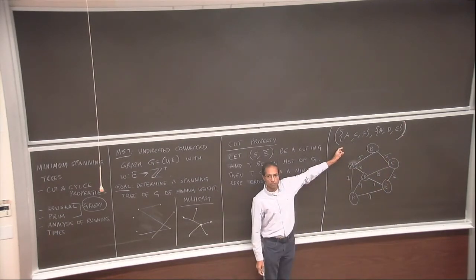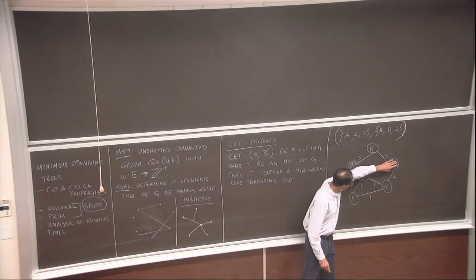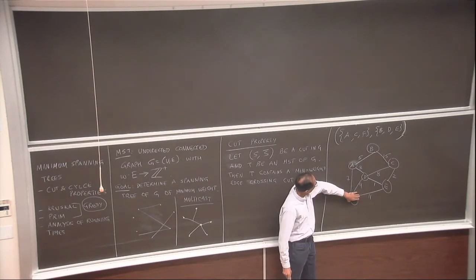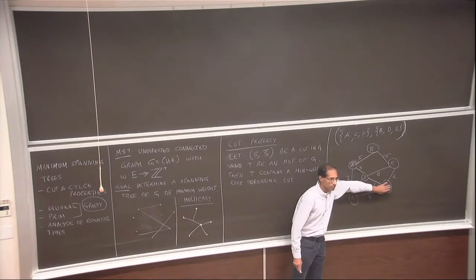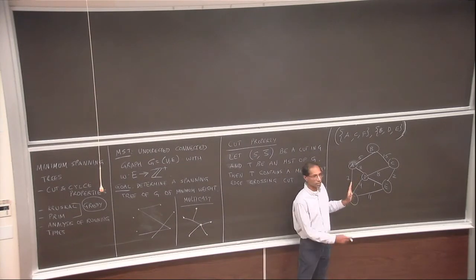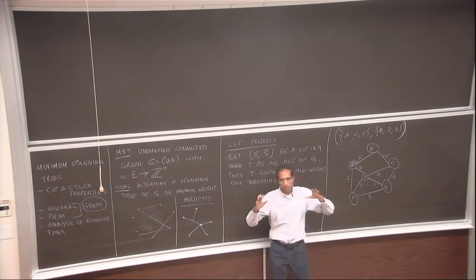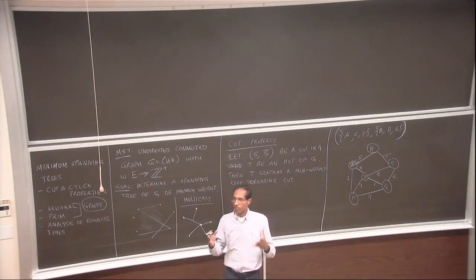Is this a cut? I took A, C, F on one side, B, D, and E on the other side. Is that a cut? Yes. Just because I've drawn it in a certain way doesn't mean a cut has to look physically like one set on one side and the other on the other side. That's just a visual way for us to think about it.